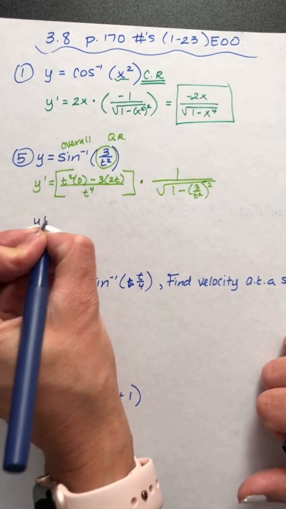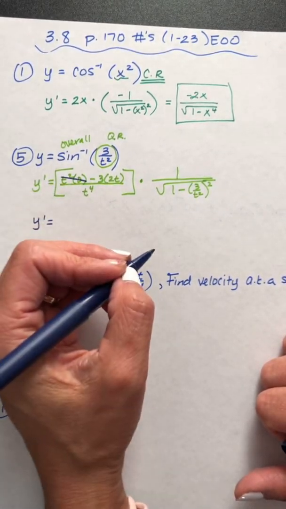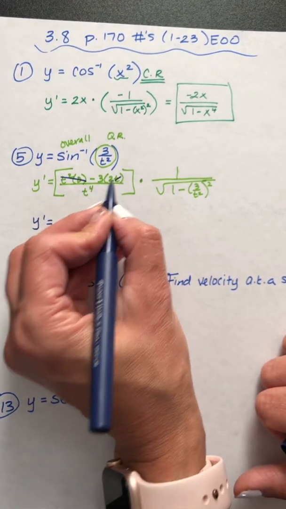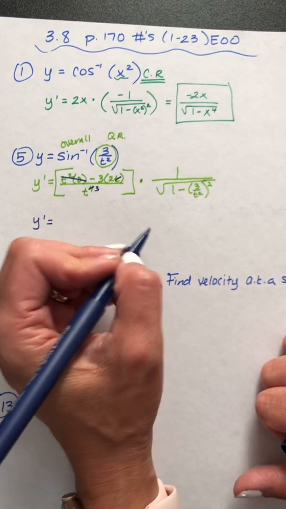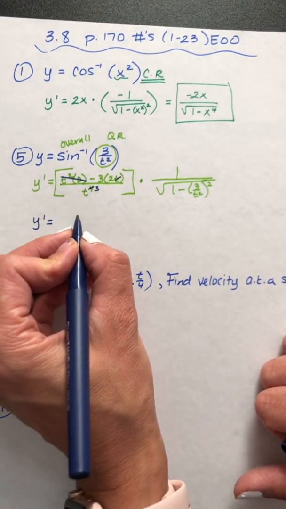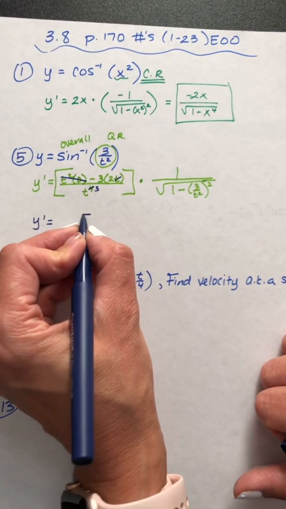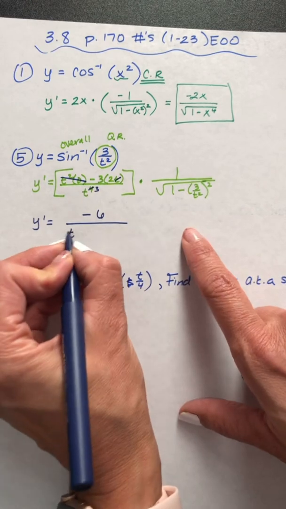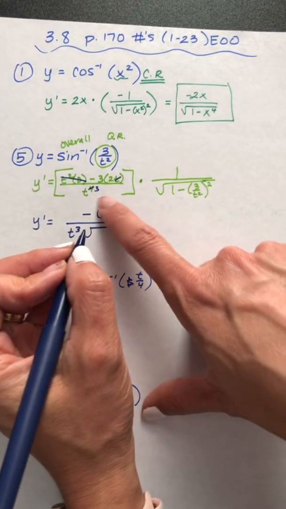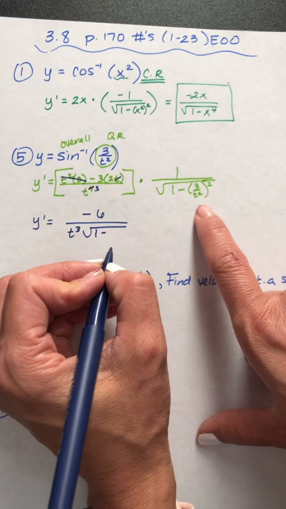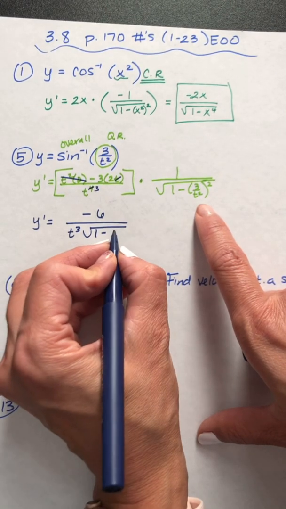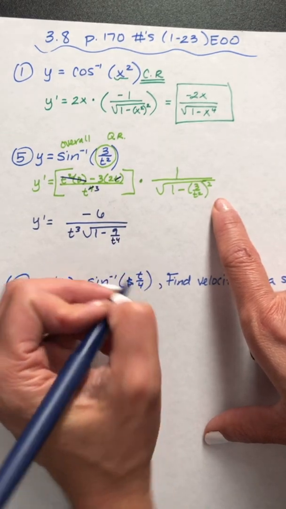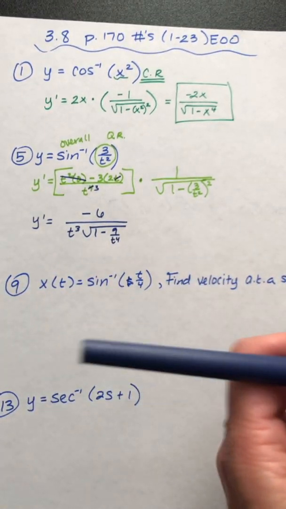And so I have y prime equals, anything times 0 is 0. And this will be a -6t over t to the 4th. So this t will cancel, leaving me with t cubed down here. So I will have a -6 in the top, because -6 times 1 is -6. All over, I'll have a t to the 3rd out front of the radical. And it'll be 1 minus 3 squared is 9 over t squared squared would be t to the 4th. Okay, that's all under that radical.